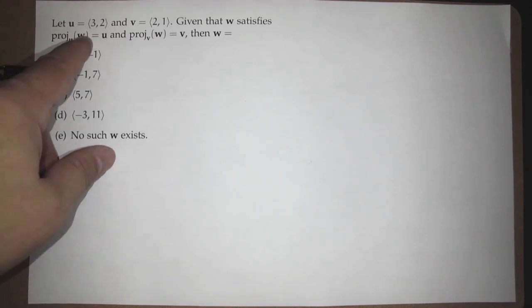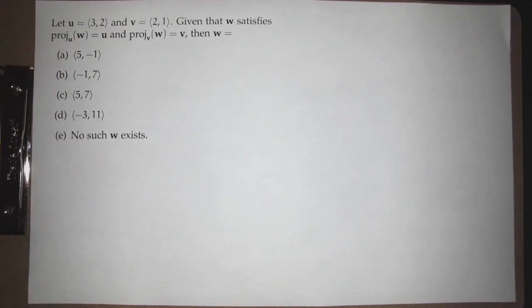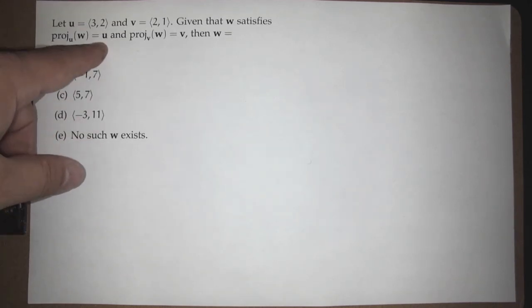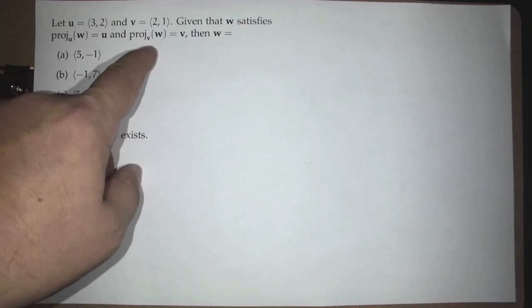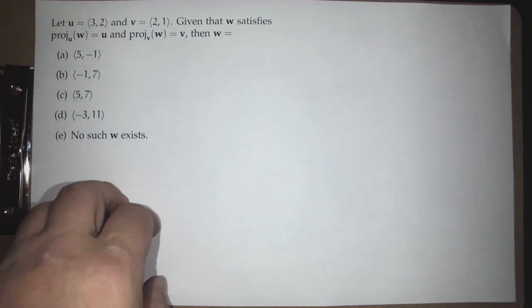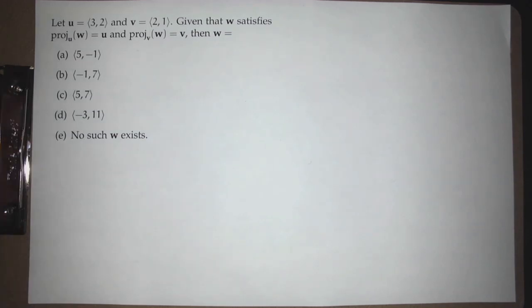If you project W onto U, so this is one thing we learned last time, how to do projections, you get back U. So remember, whenever we project onto a vector, it's a multiple of the vector. So that says, oh, this projection is just U itself. And if you project W onto V, all you get is V. Then the question is, well, what's W? There's some options: (5, -1), (-1, 5), (7, -3), (-3, 11), or no such W exists.